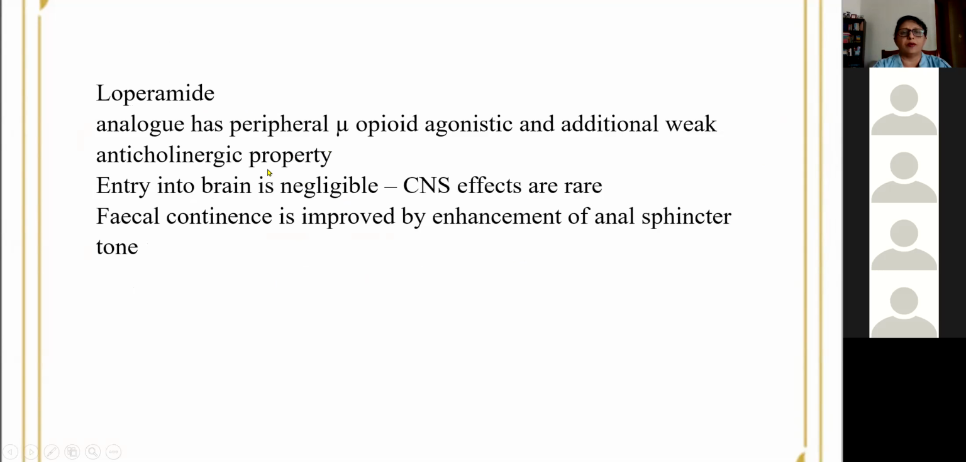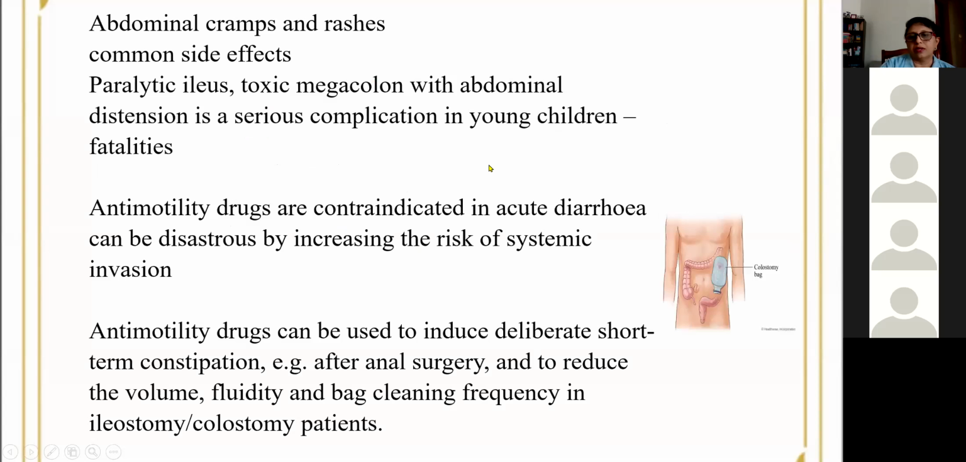Then loperamide. Loperamide is again a mu opioid agonist that decreases motility, with an additional weak anticholinergic property, so there is no need for any added anticholinergic. CNS effects are very rare. Loperamide can also cause abdominal cramps, rashes, and toxic megacolon. So both loperamide and Lomotil cause these side effects, and we have to be a little careful.